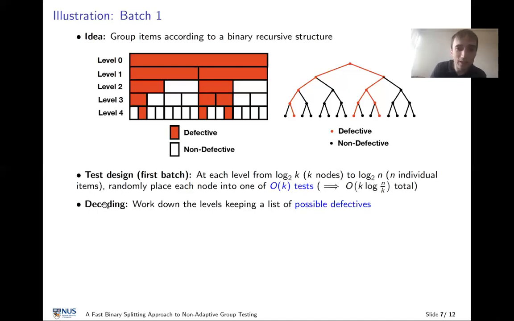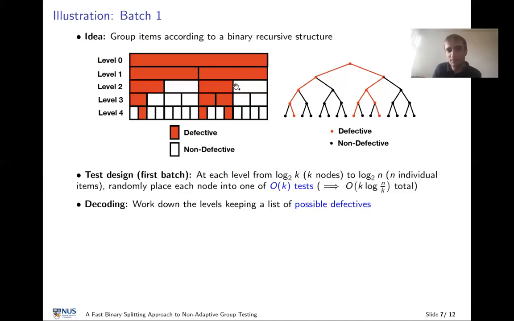And then how do we decode? How do we use those test outcomes and extract knowledge from them to figure out which items are defective? We use a simple idea of keeping a list of possible defectives. If a node is placed in a negative test, then we immediately know that every one of its items is non-defective. So if a node's in a negative test, we can just discard it, and we know it's safe to get rid of.